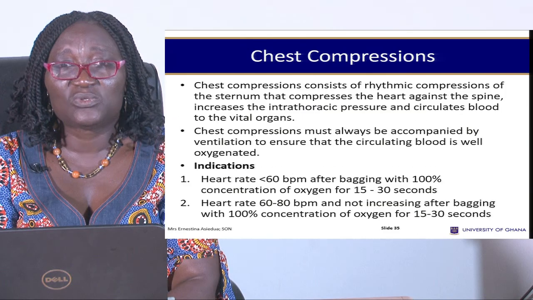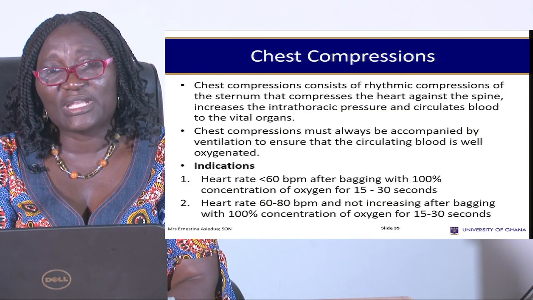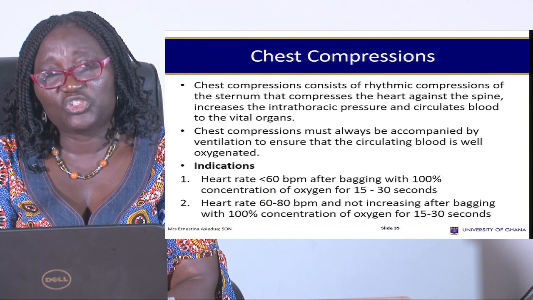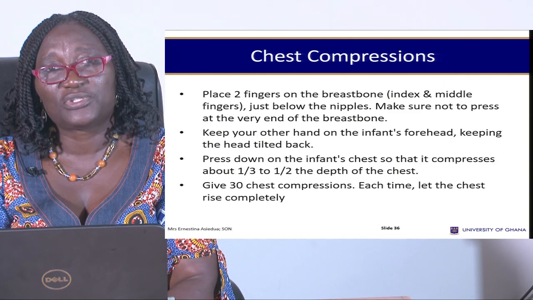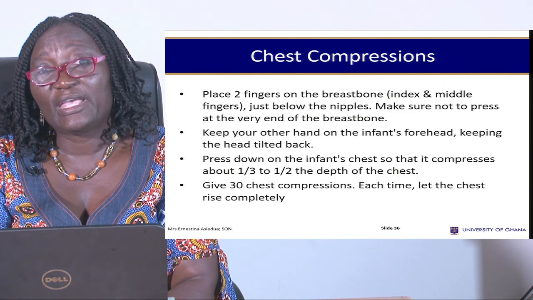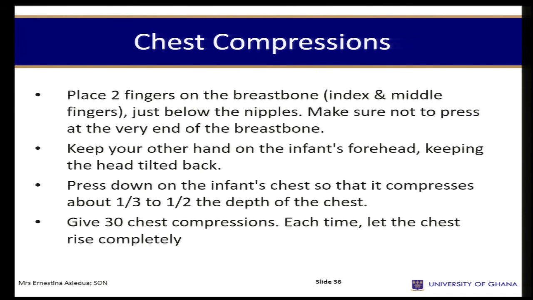If you have a heart rate of 60 to 80 beats per minute and not increasing after bagging with 100% concentration of oxygen for 15 to 30 seconds, you will need chest compression. You place 2 fingers on the breastbone, the index and the middle fingers, just below the nipples of the baby. You make sure not to press at the very end of the breastbone. You keep your other hand on the infant's forehead, keeping the head tilted back. You press down on the infant's chest so that it compresses about 1/3 to half the depth of the chest.